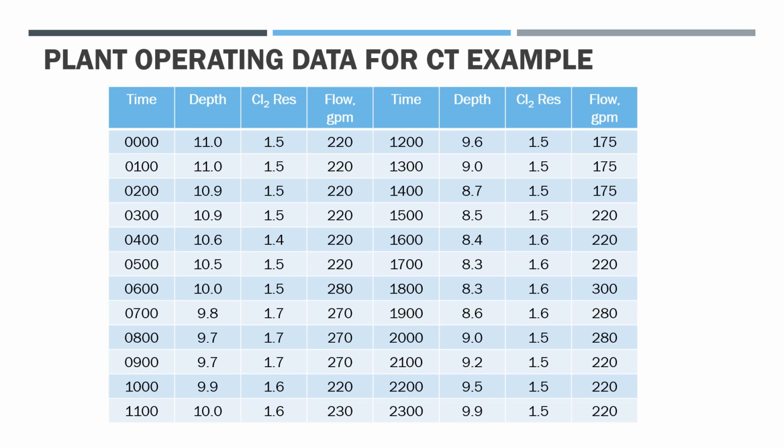So the superintendent would go through and determine what the worst case scenario is. In this particular case, it seemed to be 1,800 hours because the depth had dropped to 8.3 feet. Chlorine residual was at a low point of 1.6 milligrams per liter. The flow rate was 300 gallons per minute. Now you could argue a little bit that at say time 2000, the chlorine residual dropped to 1.5, but the depth was deeper and the flow rate was different too. So the superintendent chose in this particular case the 1,800 hours as the worst case example.